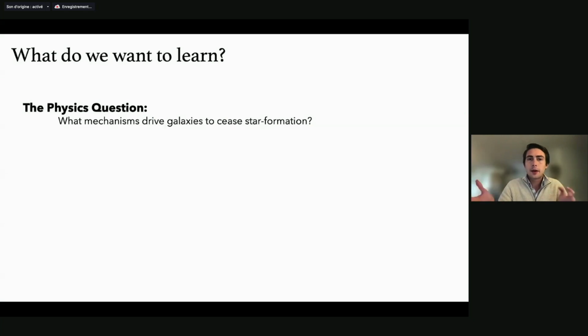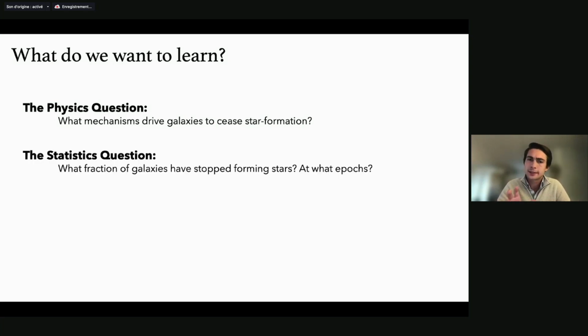And so now the question is, what do we want to learn about these quiescent galaxies and their story? So the physics question, right? What mechanisms drive galaxies to cease star formation, to turn into these quiescent galaxies? And I think more interestingly, perhaps, is the statistics question. What fraction of galaxies have stopped forming stars? And at what epochs is this happening? And so I'm going to focus on the second question here today.